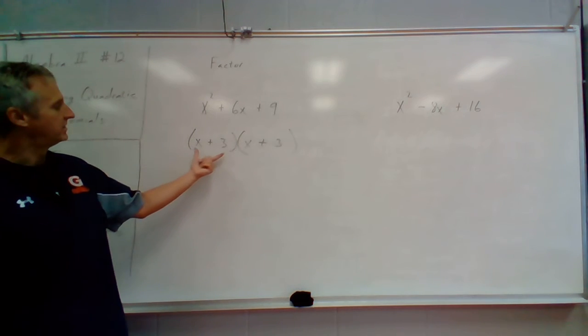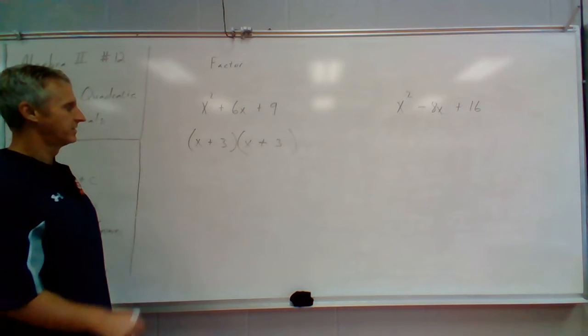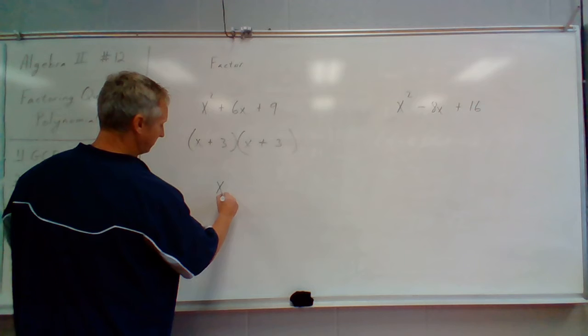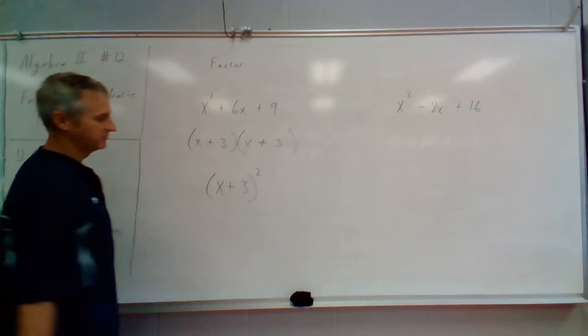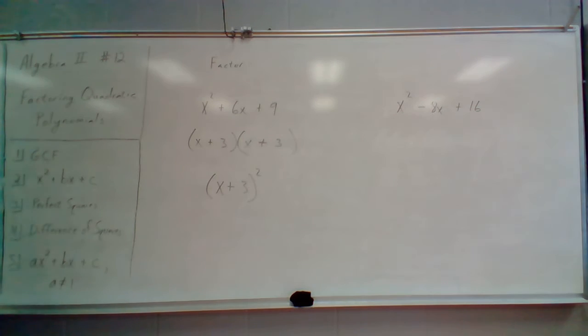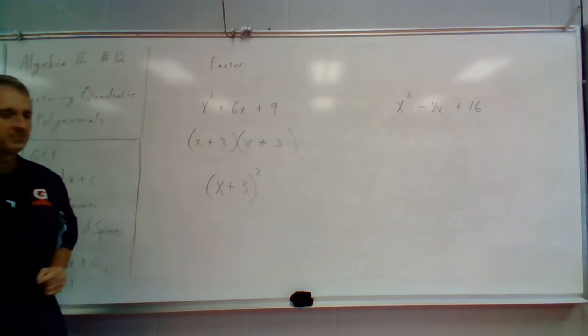That's right. But notice that these two are the same, x plus 3 and x plus 3. So we could write it like this, x plus 3 squared. So x plus 3 all squared means x plus 3 times x plus 3.